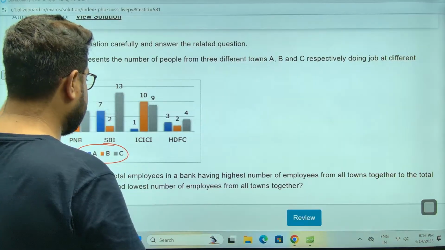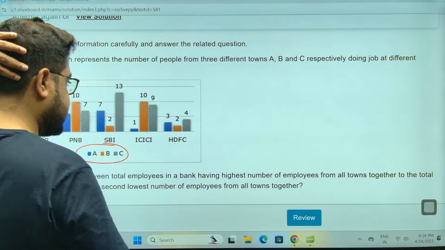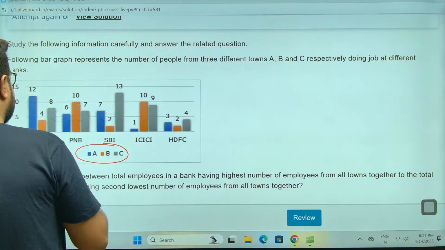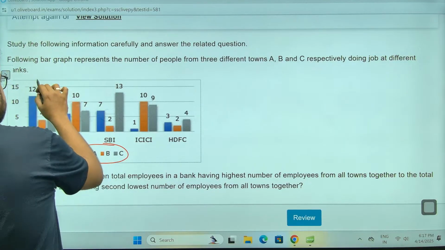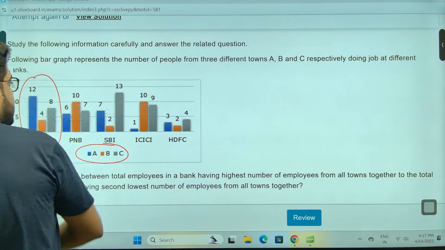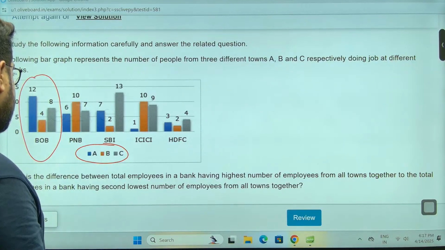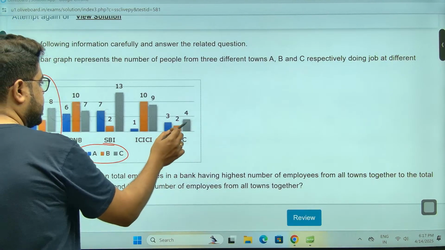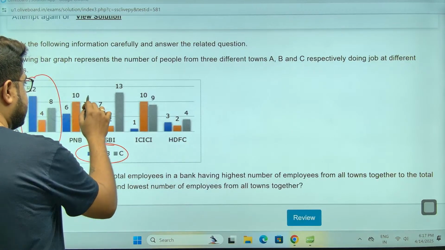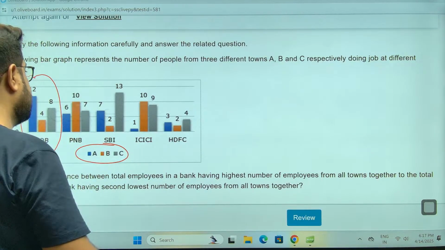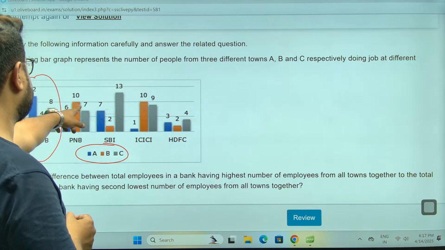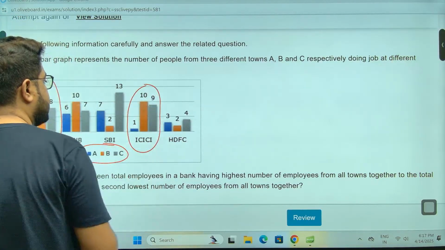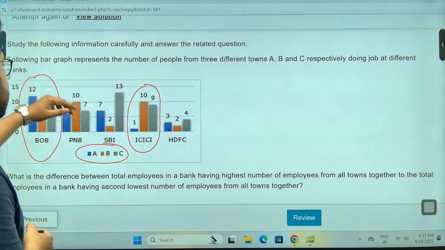Difference between total employees in a bank having the highest number of employees from all three towns. सबसे ज्यादा किसका दिख रहा है? 12 and 8, so this is the highest, right? And second lowest we can see this is 4, 3, 7 to 9. 7, this is 13, 23. 23, this is second lowest, right? This difference they want.